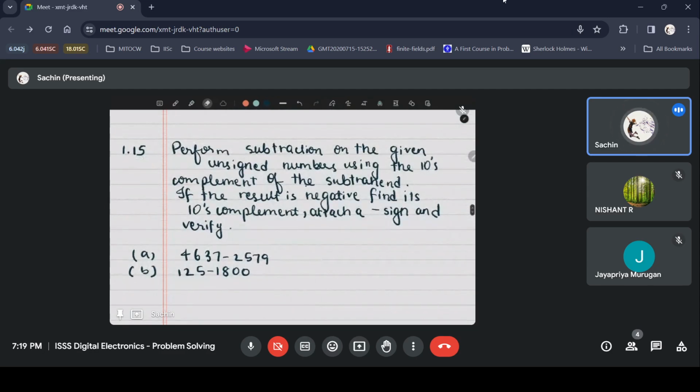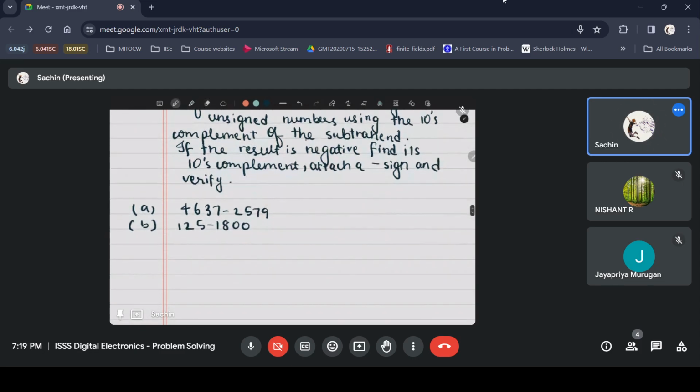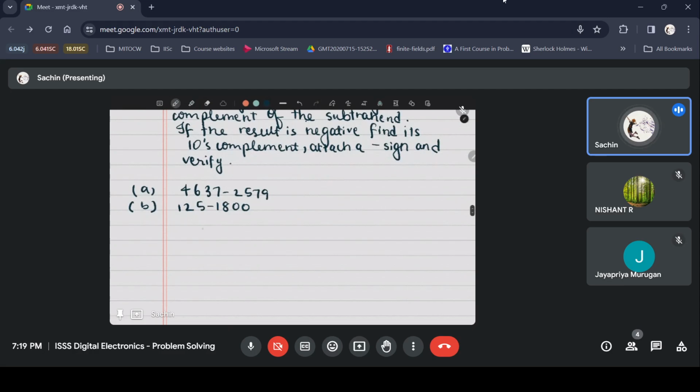Okay. Perform subtraction on the given unsigned numbers using the tens complement of the subtrahend. The result is negative. Find its tens complement. Attach a minus sign and verify. So subtraction using tens complement. So 2579, nines complement. Subtract each digit by 9. 7420. Add a 1. That's your tens complement.